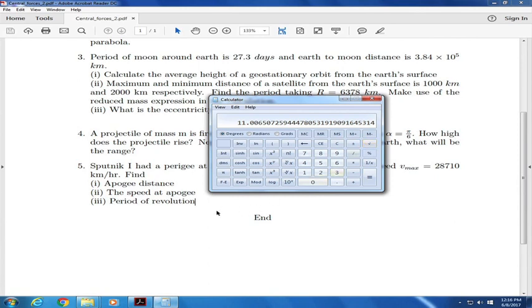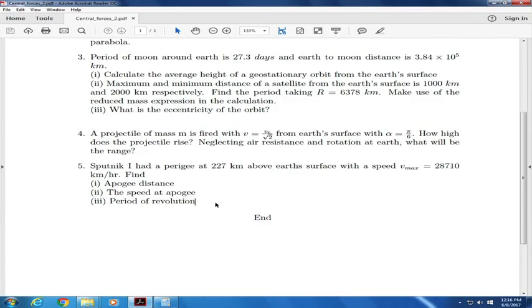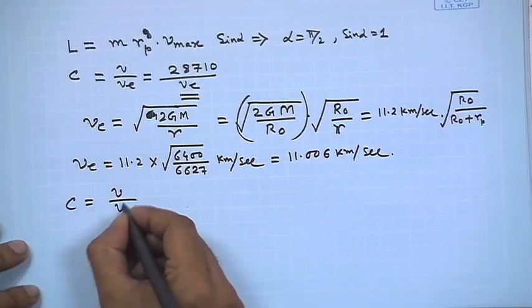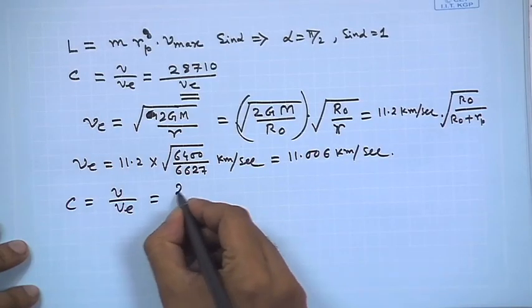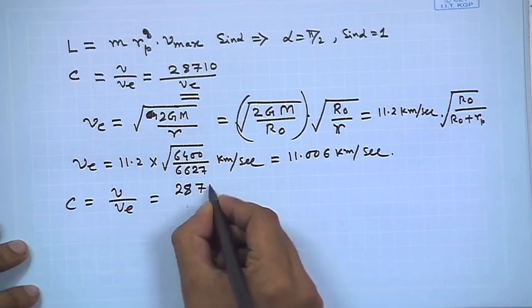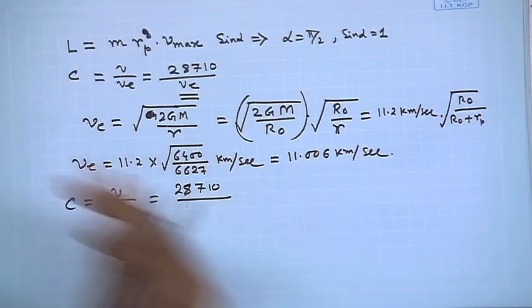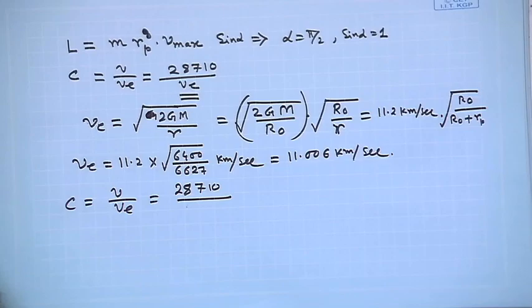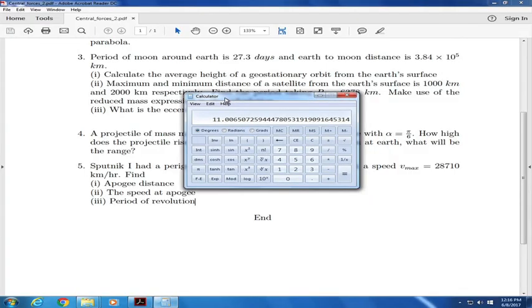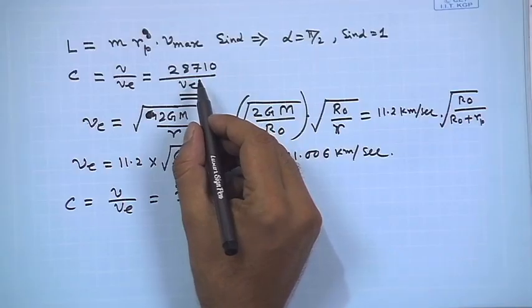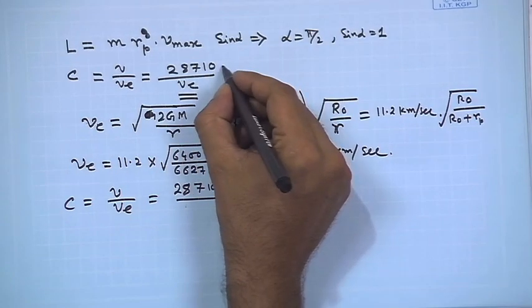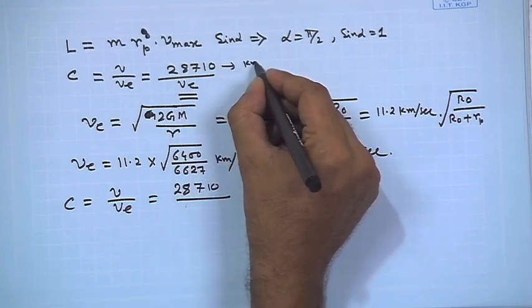Now, V c, which is given by V by V e, will be 28710 divided by, okay, this is kilometer per second. Now, if we have to change it to kilometer per hour, which is the unit of the speed given for the satellite, please remember this V is 27 kilometers per hour.